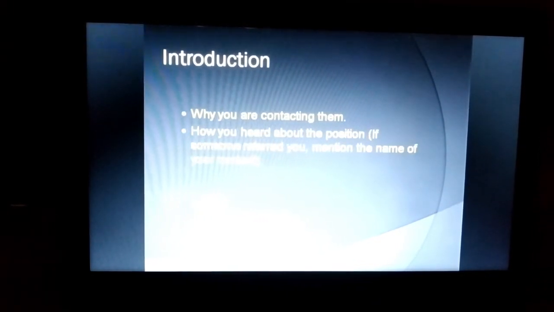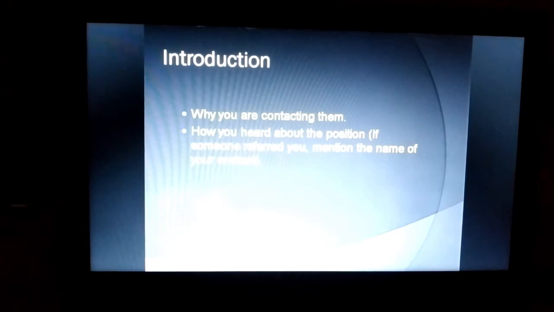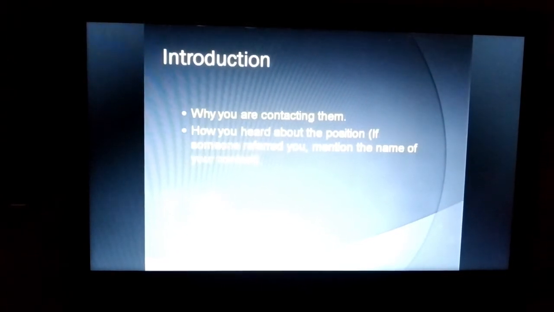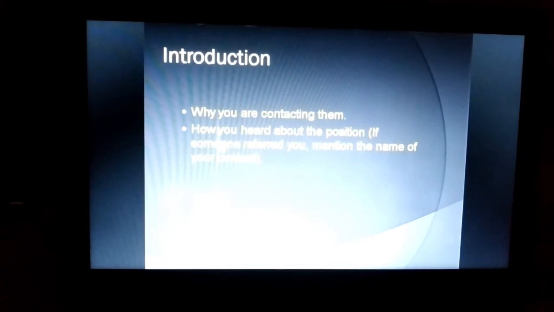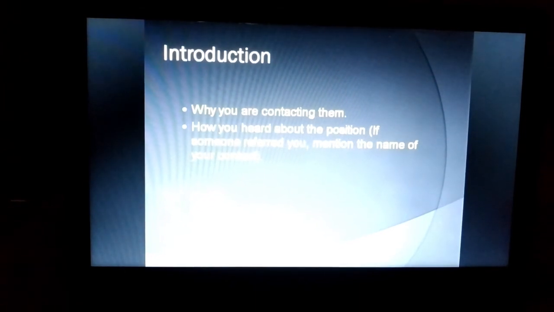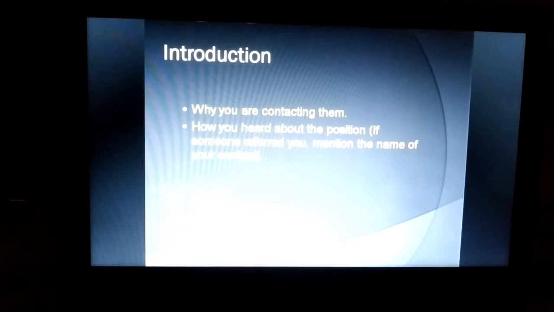Mention the reference that you have heard from, let's say, a newspaper. If you have heard it from the project manager of that company, mention that. If anybody who's working in the company has referred you with a mail, always mention his name. That will help to reconnect, right? So that's the purpose of the first paragraph.